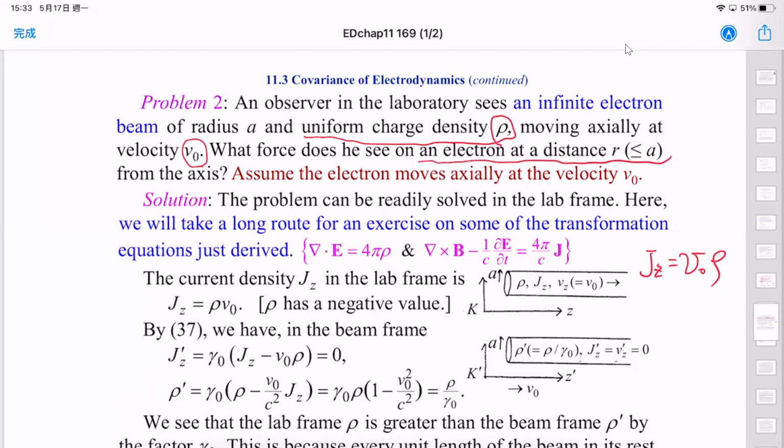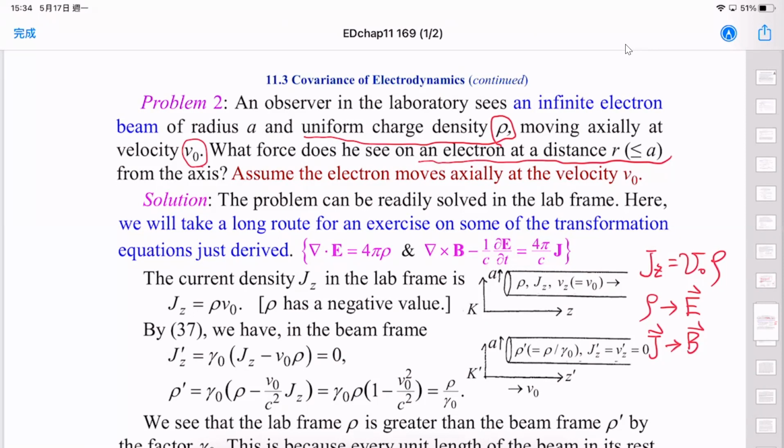From the axis, rho will generate E and J will generate B. So you will experience both electric field and magnetic field. But if you move with the electron beam, you experience the electric field only. So let's calculate the electric field first, and then use the Lorentz transformation to transform to the E field and B field.